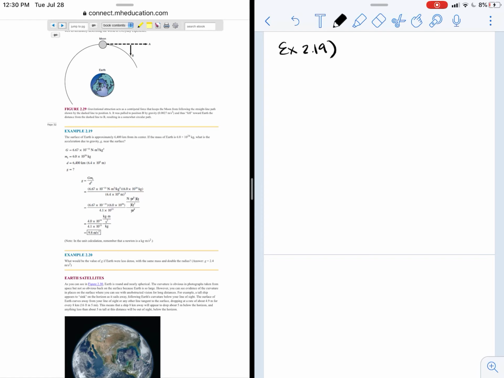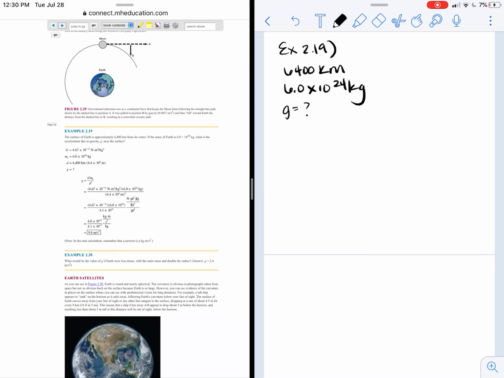All right, so this is saying that the surface of the Earth is approximately 6,400 kilometers from its center, okay? And if the mass of the Earth is 6 times 10 to the 24th kilograms, what is the acceleration due to gravity? So this is wanting us to actually find little g, okay?